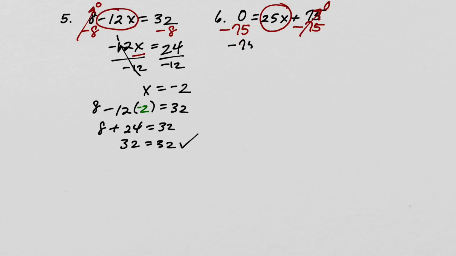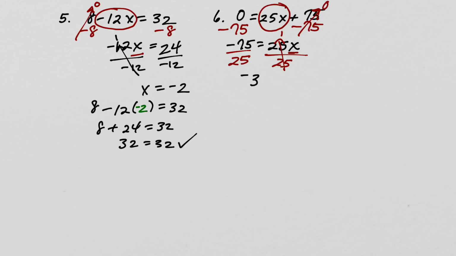I'm going to get negative 75 equals 25x. Now remember, I want my coefficient to be 1. So how do I undo multiply by 25? I divide by 25. But if I do it to one side, I must do it to the other. This cancels to 1. And then when I simplify, I get negative 3 equals x.